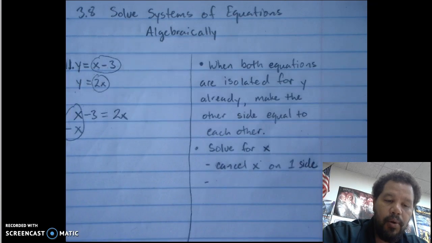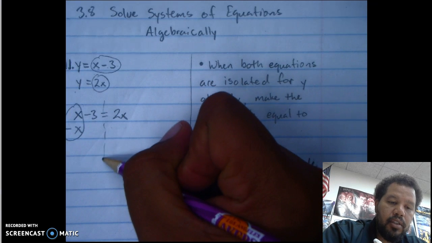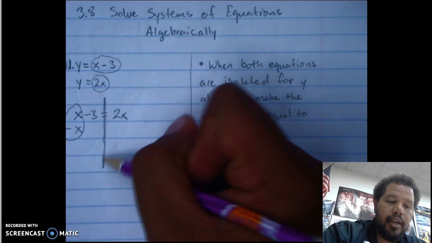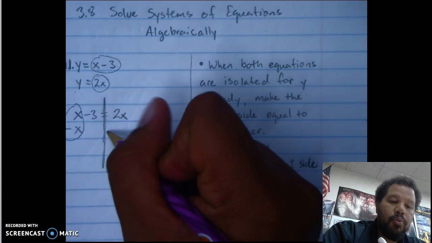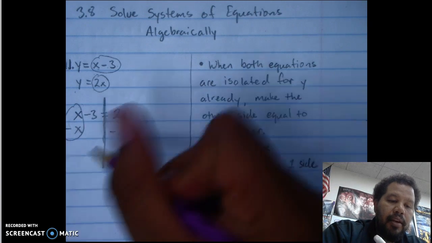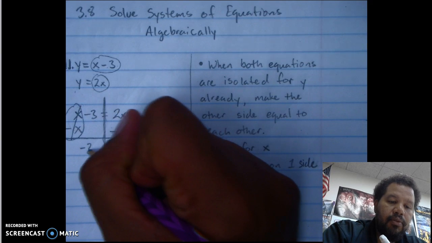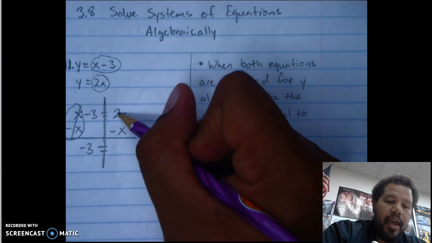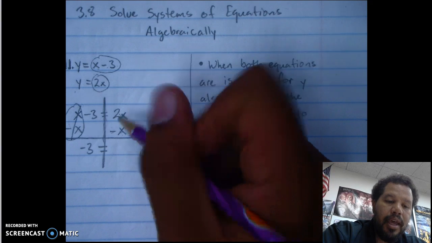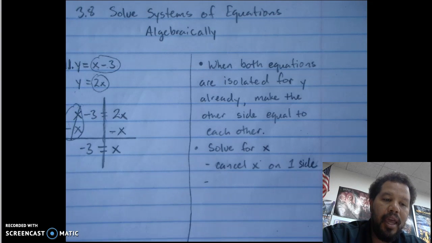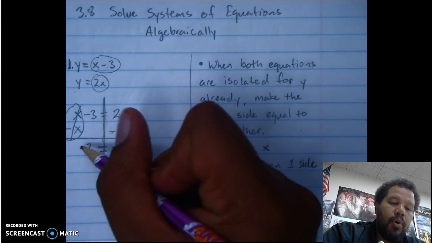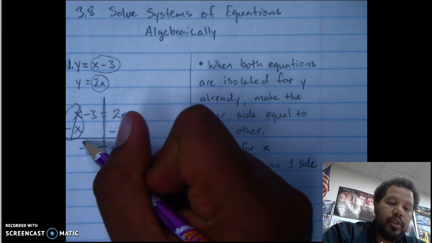We've done this before, right? This is an equation right here. We could draw our line there. So I subtract x on this side. Whatever I do to one side, I have to do to the other. So these x's cancel out, leaving me with a negative 3 equals. Well, if I had two x's and I take away one of the x's, I'm left with 1x. So I have 1x right here equal to negative 3.